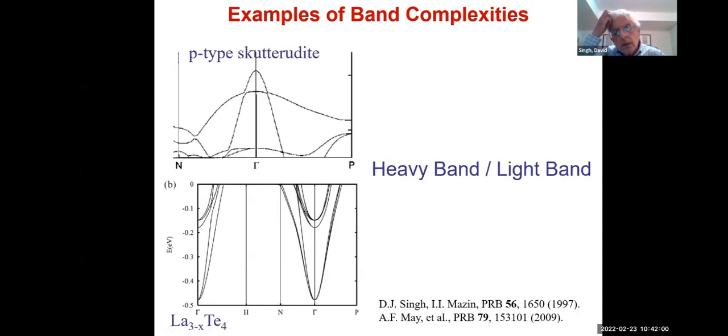And then sometimes it's not just about carrier pockets, but it's about band position. So this is a P-type skutterudite material, and this is lanthanum telluride, N-type. In these materials, you have a light mass band and a heavy mass band that are in proximity. So here's the light mass band, and here are some heavier mass bands. And if the Fermi energy is somewhere near there, then you can get an enhancement of the Seebeck coefficient, that can give you an enhancement of ZT, depending on the positioning of the Fermi energy.